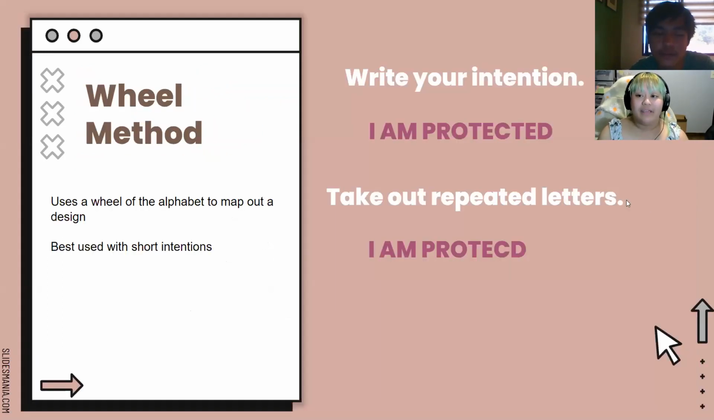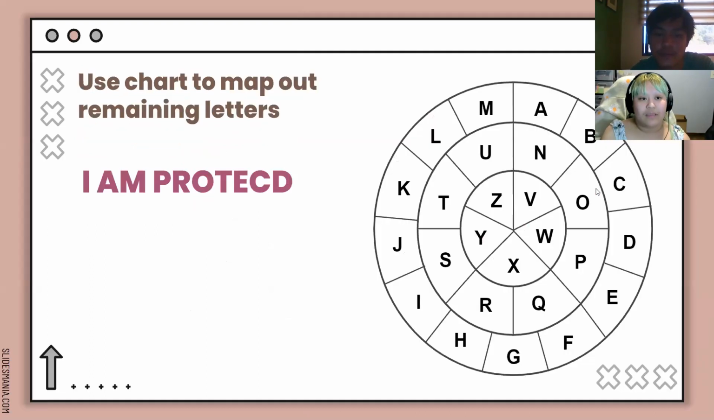So the wheel method uses a wheel, a circle, and it has the entire alphabet around the design. And this one is best used with short intentions. So again, it starts the exact same way. You write your intention, take out the repeated letters. You can also take out the vowels if you like. And then here's the chart.